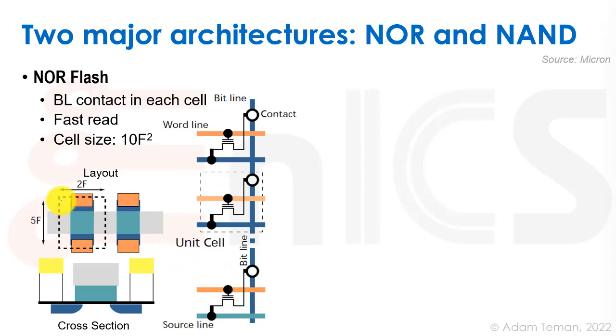And what we see here is that the layout of this is 5 feature lengths by 2 feature lengths, so it's about a 10F squared type of cell, because it needs this contact inside each cell, as we saw beforehand when we discussed the layout of a ROM. So what we have here is a NOR structure, because we only need one cell to discharge the bit line to ground. Okay, so we get a real fast read, but it needs a contact inside each cell, and that contact costs us in terms of layout.